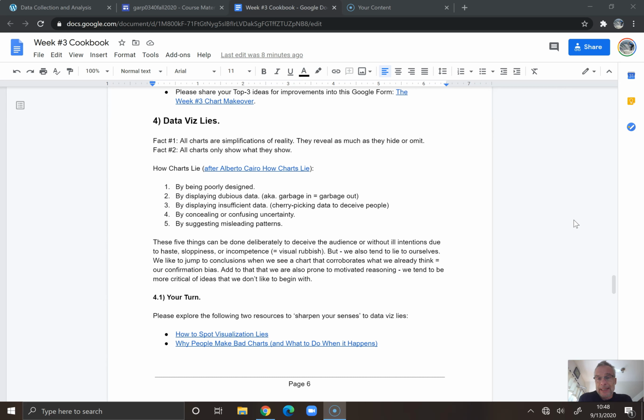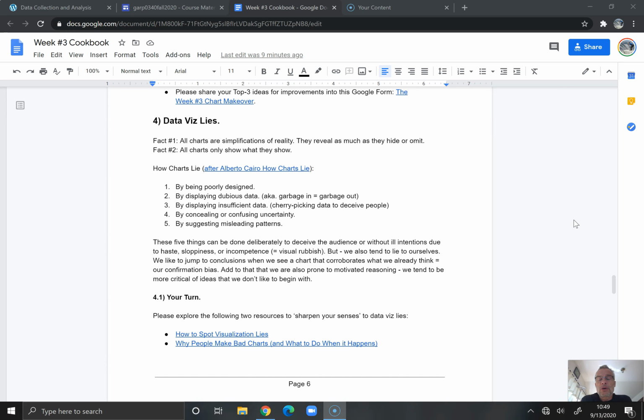Number 2, they can just display bad data or dubious data. If you have bad data, garbage in, garbage out. So that's something to be aware of. Number 3, displaying insufficient data. Now that's more interesting, right? This might be deliberate by cherry picking, or maybe you just don't have enough data. Your study is just not conclusive. You didn't collect enough data. That happens all the time, right? Maybe you run out of money, maybe your funding runs out, maybe your time runs out, whatever the case might be, right? You just don't have enough data.